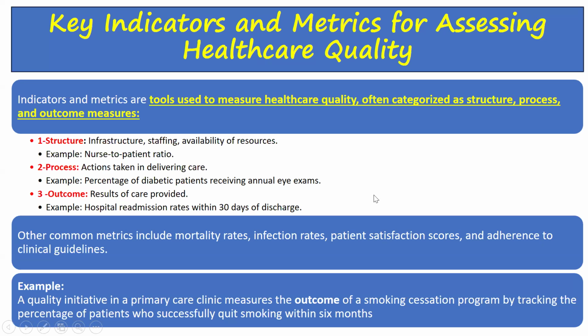So here, basically, you're talking about any action the hospital is taking to deliver care. Then lastly is the outcome, results of care provided. That is hospital readmission rates within 30 days of discharge. So here, we are basically talking about the results. If the patient is being readmitted even before the end of 30 days, then it means that the patient did not get enough care, you know.